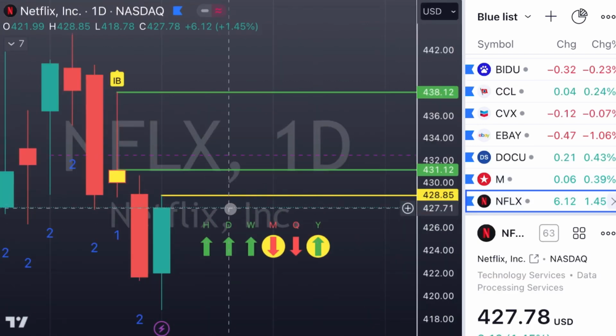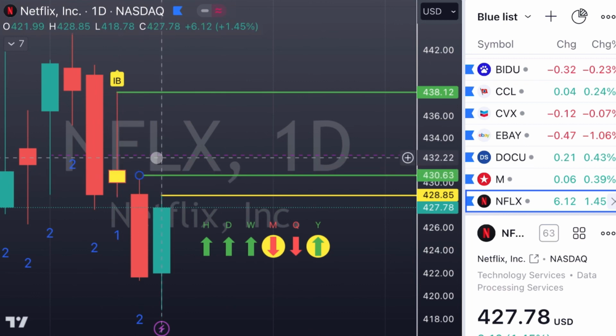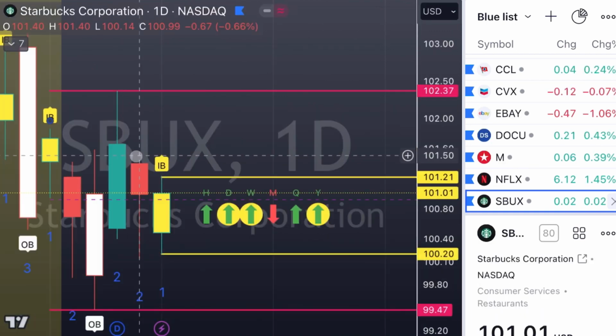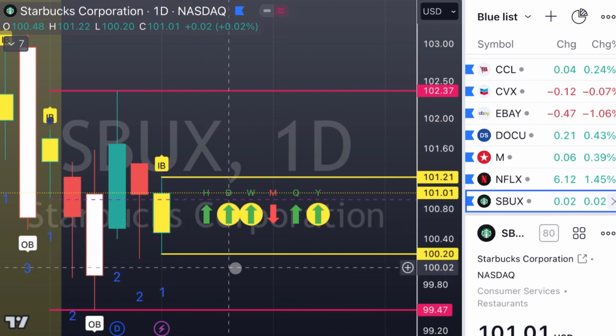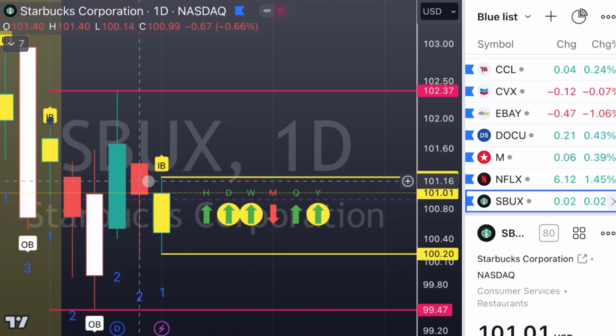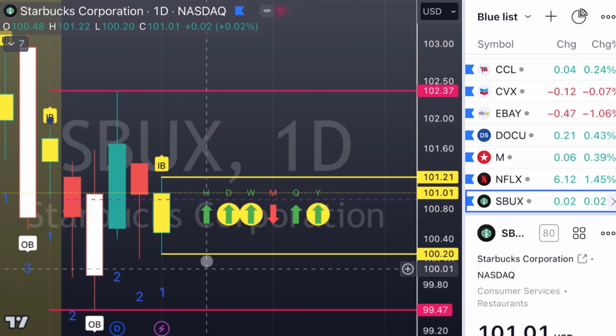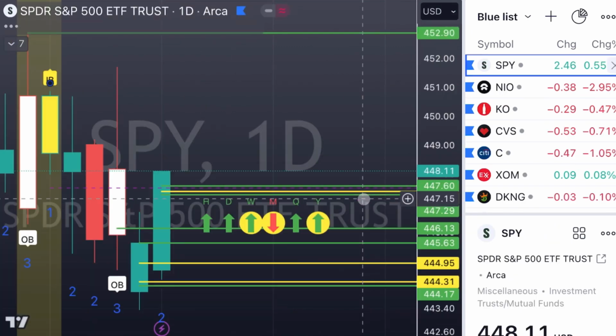Netflix, 2 down green. We look for those calls at 428.85. And let's switch that target down. There we go. And we look for calls at 428.85. Starbucks, inside bar. We look for the calls at 101.21. Puts at 120. And again, we have this inside bar setup. So we're stuck on the inside bar right in the middle. We'll see how that one plays out as the week rolls on.